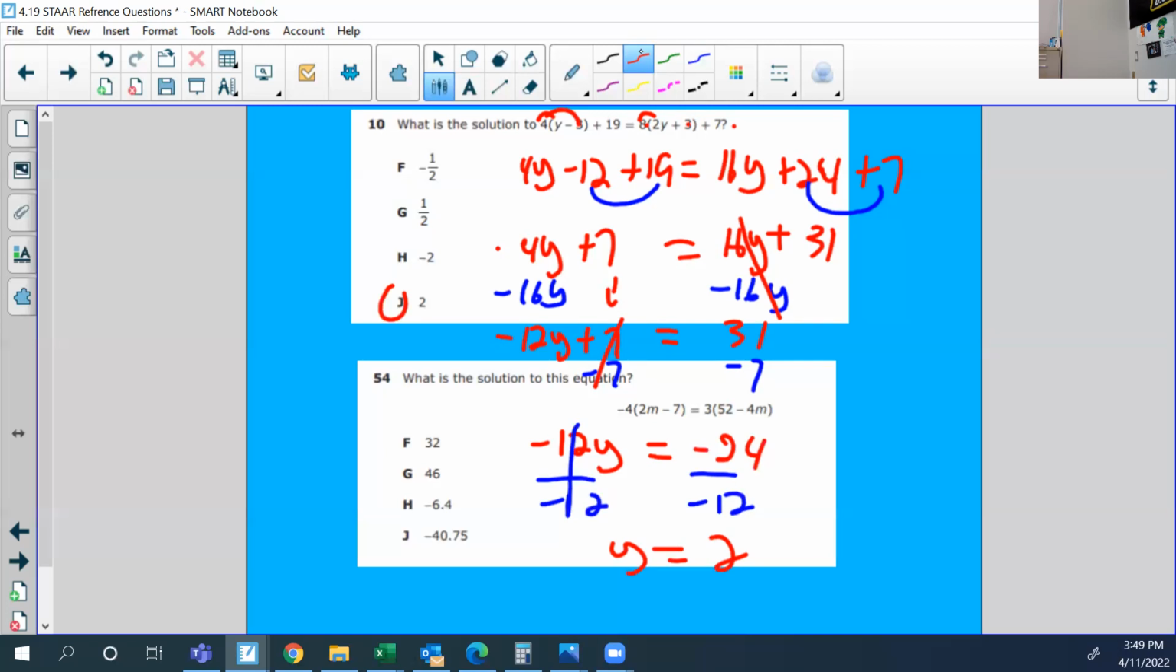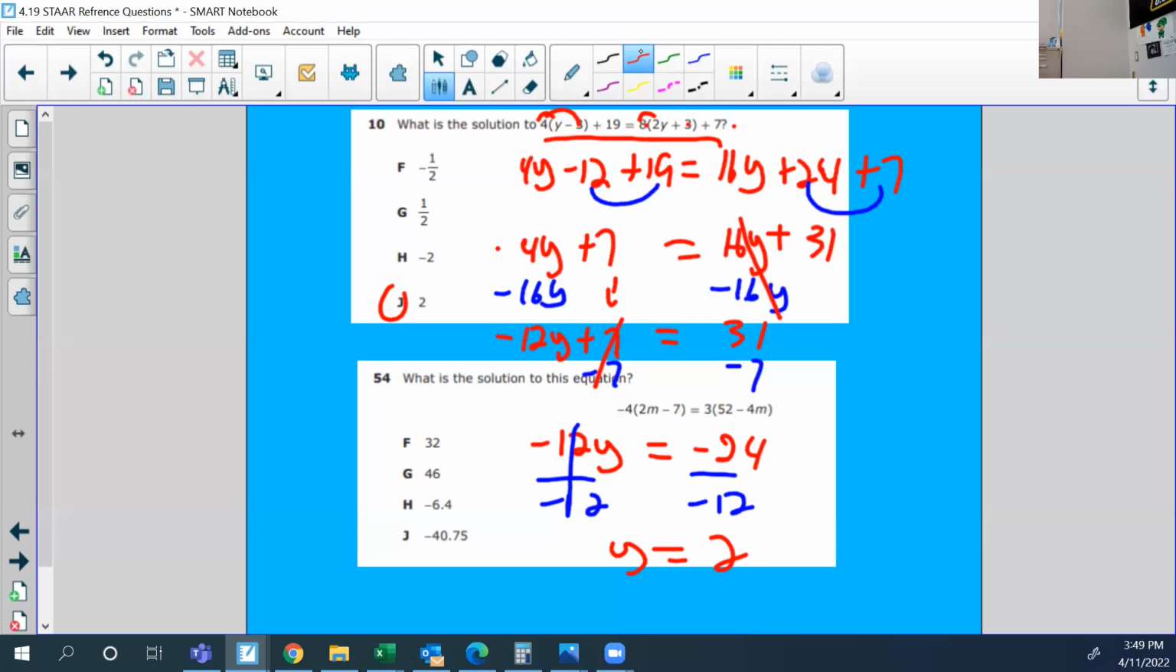Okay, and again, there's an easy way you can do it. You can punch the equation in the calculator right here, and it gives you the y value. And I'll show you that when we get a chance to do that. Okay, so again, the key here is distribution. Distribution, combine like terms, move the y's to the left side, move the numbers to the right side, and solve for y.